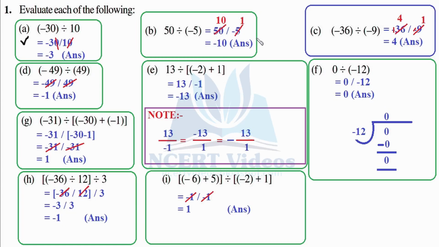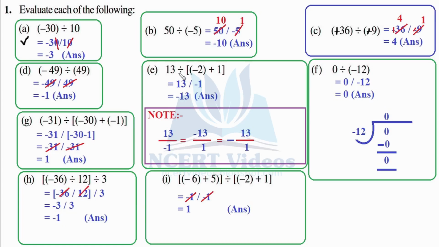Now C part, minus 36 divided by minus 9. Here the minus minus sign gets cancelled out, becomes positive, and 1 9 is 9, 4 9s are 36. Therefore the answer is 4. Now D part, minus 49 divided by 49. 49 cancels out, the minus sign is left, so the answer is minus 1.